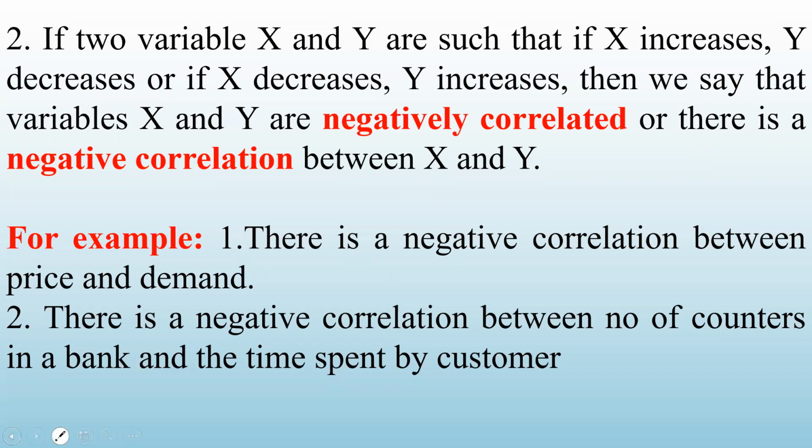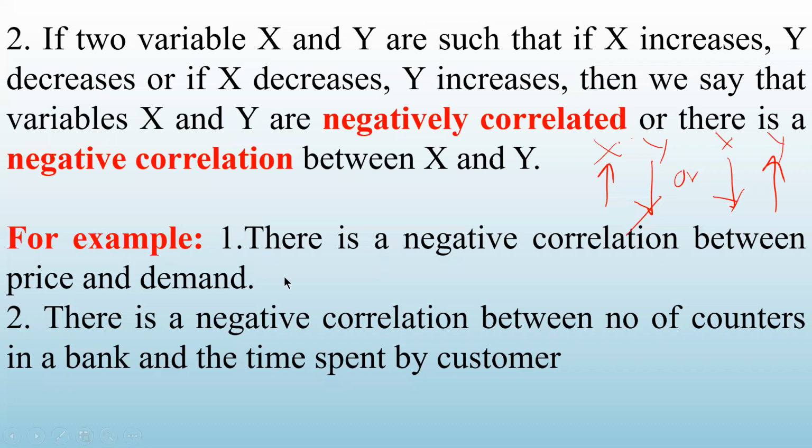So in negative correlation, what happens? If x is increasing, y is decreasing. Or if x is decreasing, y is increasing. So they are varying in the opposite direction. So such variables are said to be negatively correlated.